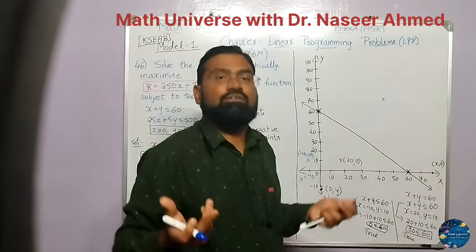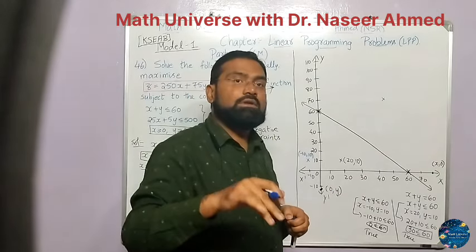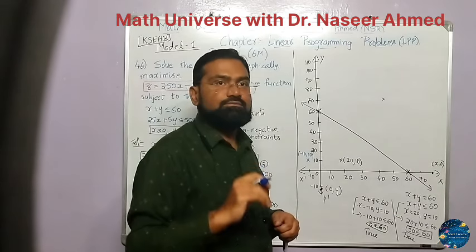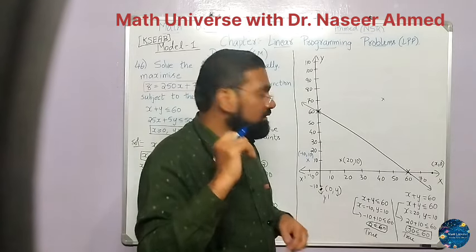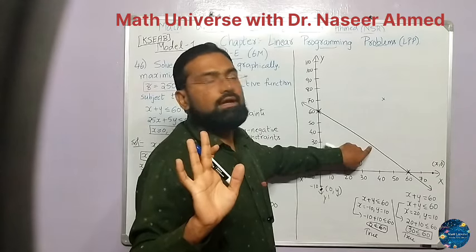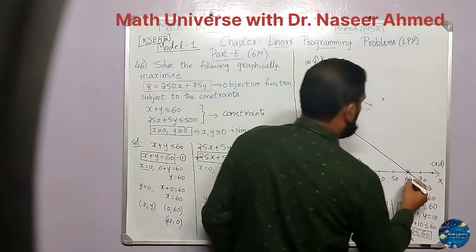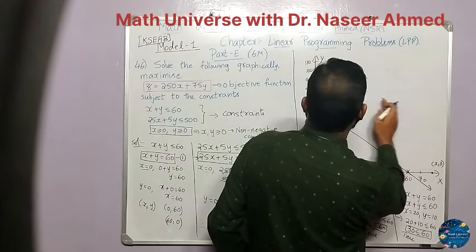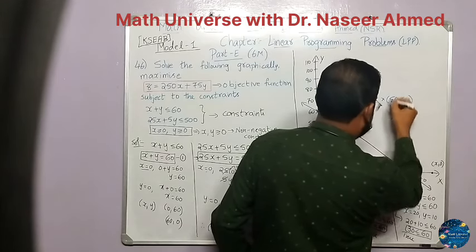My graph is a rough graph because I don't have a graph sheet here. But when you are plotting in the examination, and for practice also, since you are going to plot on graph sheet and your line is accurate, then you can take a point very near to the line, but not on the line. Then also you get the same answer. Now you see the coordinate we have taken: 50 comma 70.